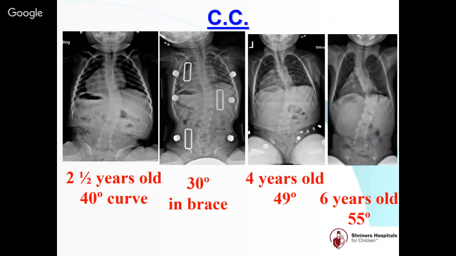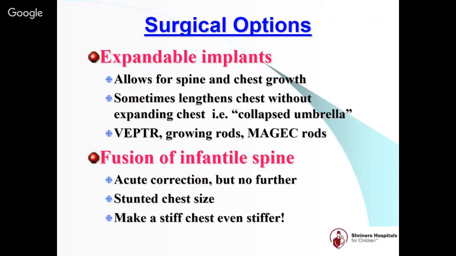So she was 6 years of age when we ended up having to do something more surgical. We'll talk about that a little bit. In fact, right now. So what are our surgical options, and when do we do surgical options?